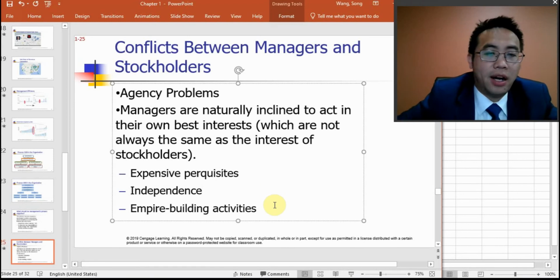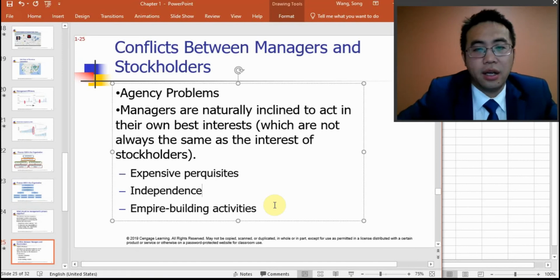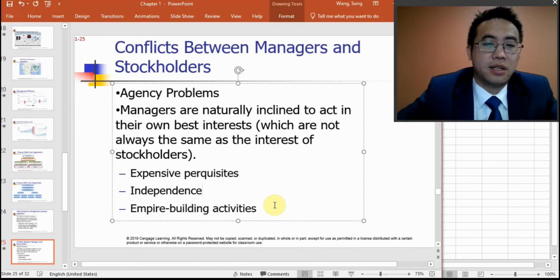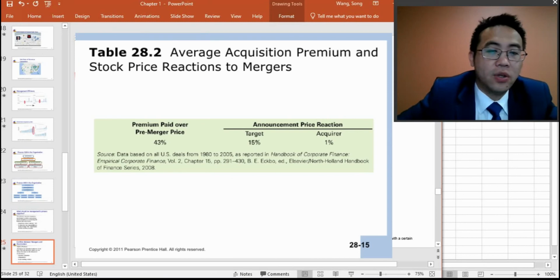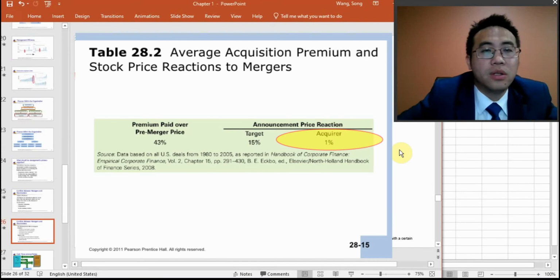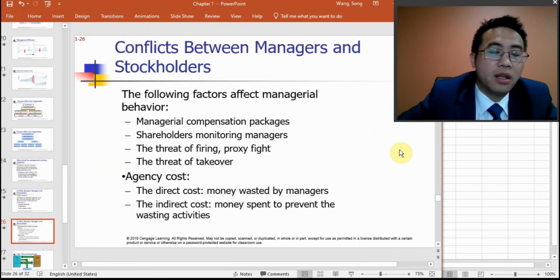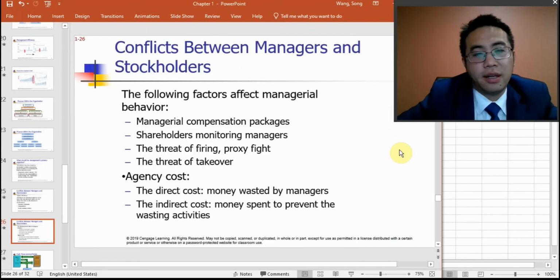So when their empire is building larger and larger, that is not necessarily good for the shareholders because to do the acquisitions, they would spend money, and the target after the acquisition may not necessarily create synergy with the existing firm. In the US mergers and acquisition history, the acquired firm usually does not experience stock price increase after the acquisitions. To solve the agency problems, the owners or the stockholders could take some actions.